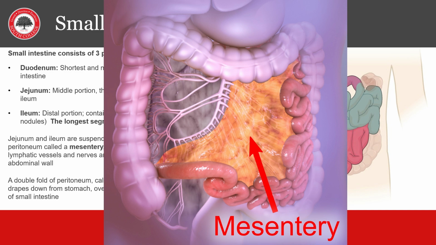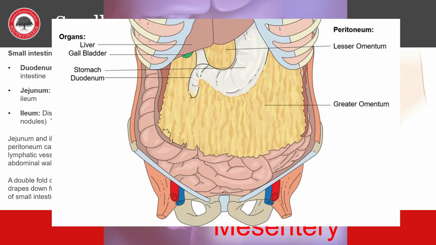Another portion of the peritoneum drapes over the stomach and down over the small and large intestine and is known as the greater omentum.